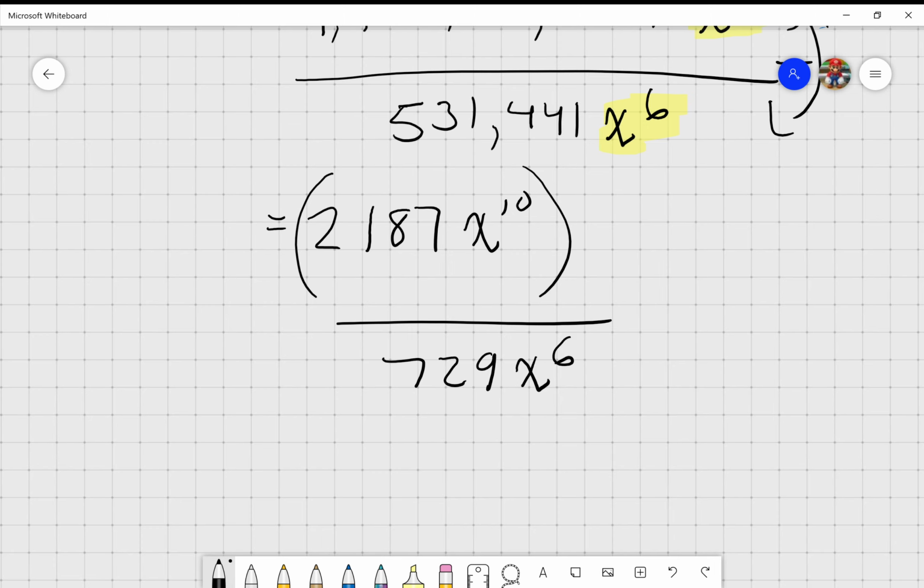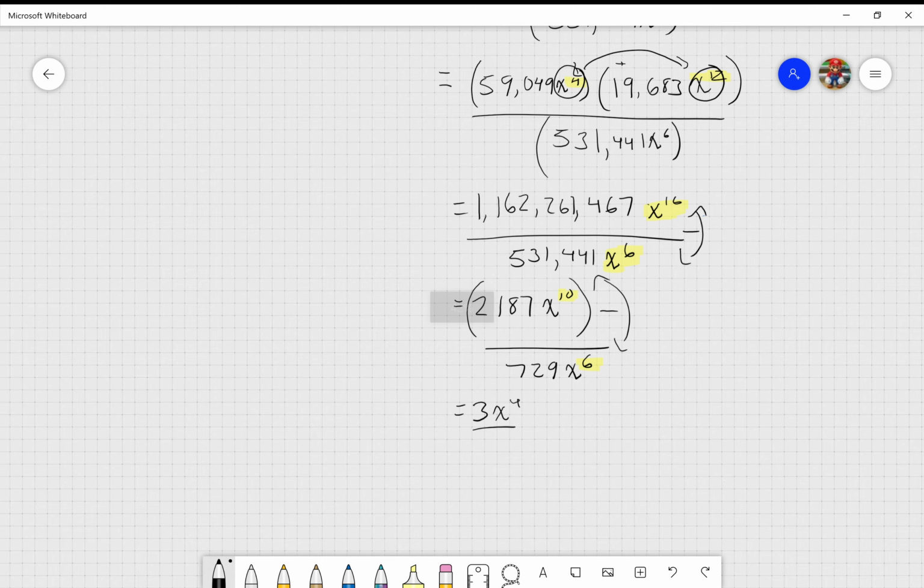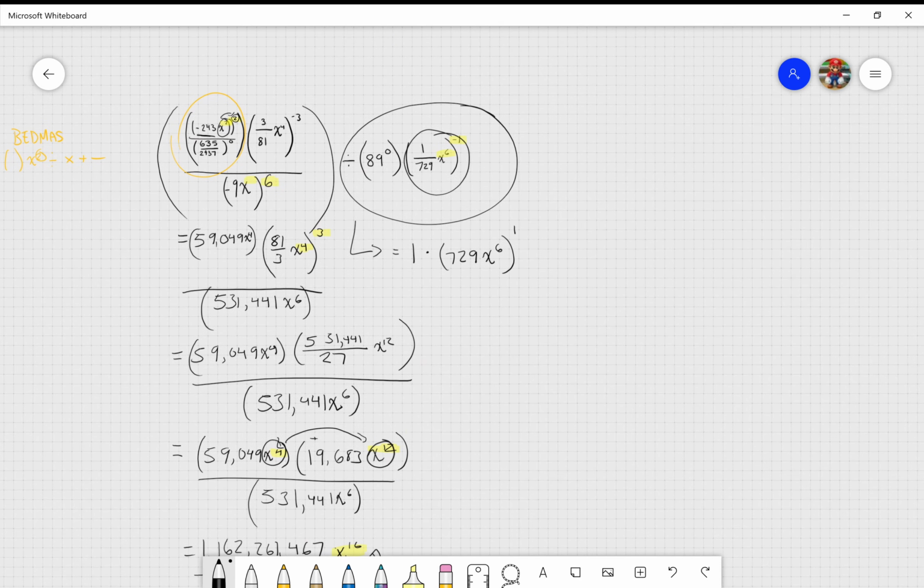So if we put this all into our calculator, 2187 divided by 729, we get 3. But we aren't done yet. We still have our variables. And like we discussed, this is the quotient rule. Quotient rule basically means we subtract variables that have exponents. So we subtract, and we get 3x to the power of 4. And this is our final and simplified answer of our huge math equation here.